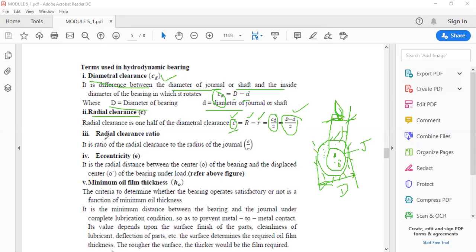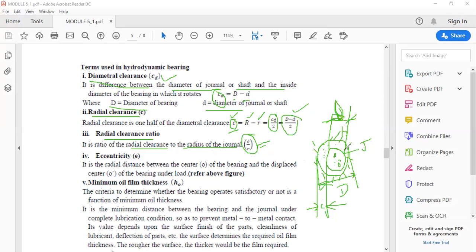And next, radial clearance ratio. Radial clearance ratio is defined as the radial clearance divided by the radius of the journal, that is, C by R. This is one of the important parameters we consider while designing the bearing. So radial clearance divided by the radius of the journal is called radial clearance ratio. The difference between the radius of the bearing and the radius of the journal we represent here with the notation small c.